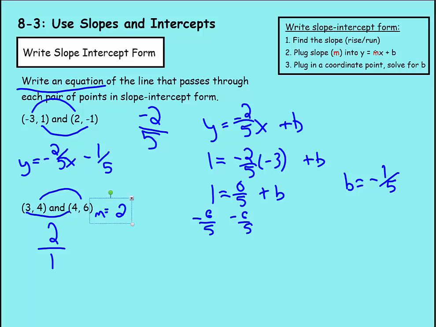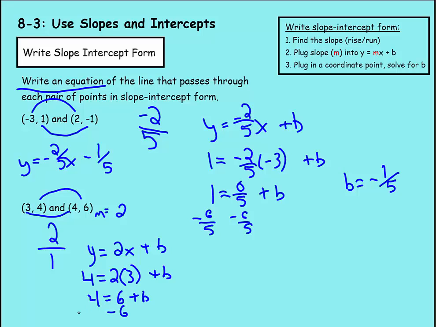So now let's plug that slope in for m. We have y equals 2 times x, which is the slope, plus b. We could plug in a point. Let's use 3 and 4. So 4 for y equals 2 times x, which is 3, plus b. So 4 equals 6 plus b, subtract 6. So b is going to equal -2.